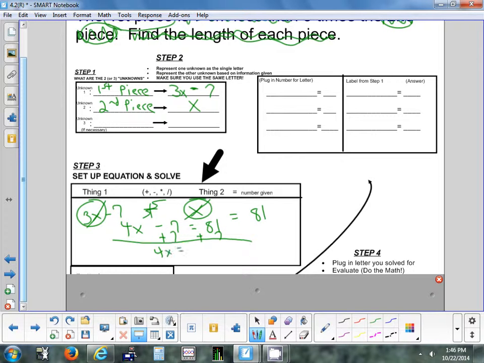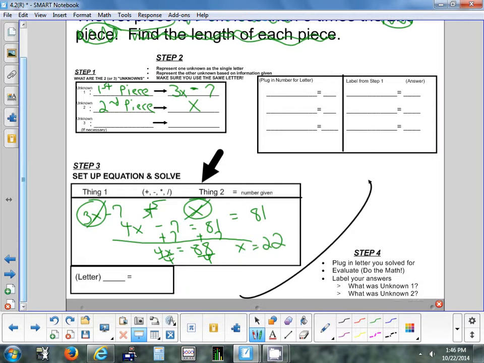4x equals 81 plus 7, guys? 88. Last step. Divide by 4. Isaiah, I think you said it in the back. X equals 22. I can go down a little bit more. My letter was X. That equals 22. Now I go back up. Like Mr. Hager said before, my word problem is done now.